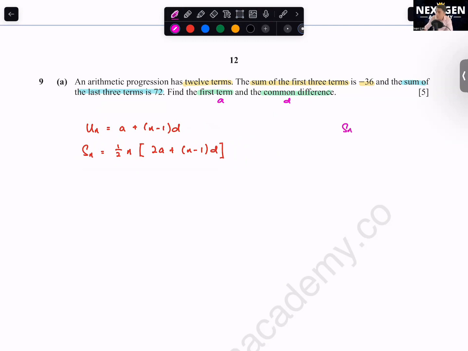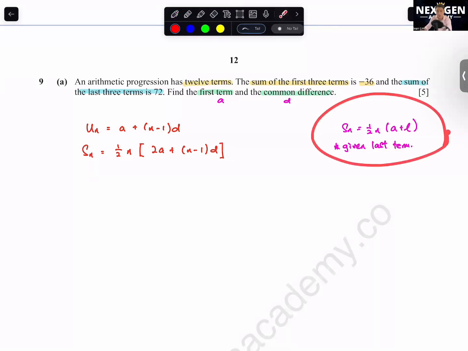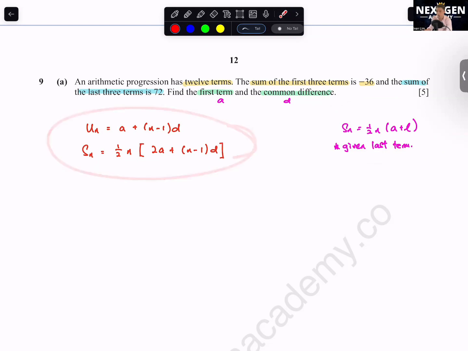You see here, there's another one, a plus l. We seldom use this one. Only if the question gives the last term. That means when they say in the question, the last term of this sequence is equal to, let's say, 1000, then only we use this one. If they never say that value, then we just use the other. Even if they say the sum of the last 3 terms, we don't use this one. That one is specifically l, the last term of the entire series.